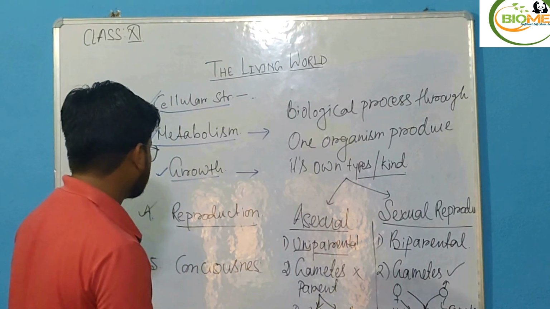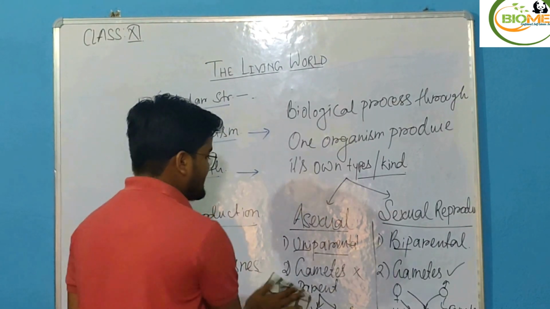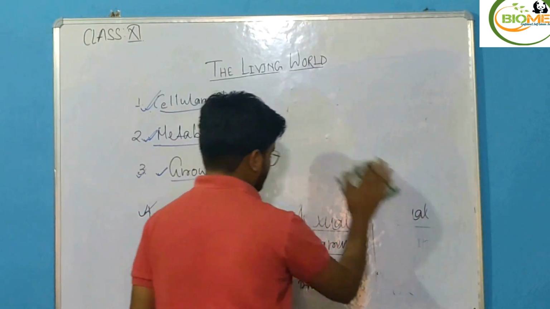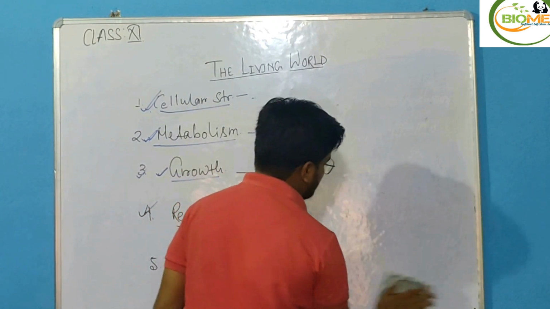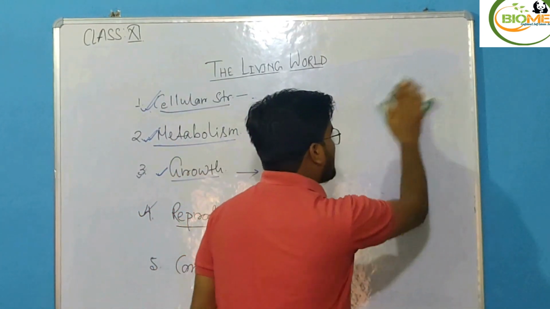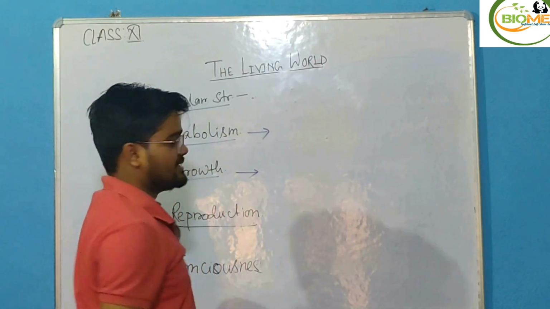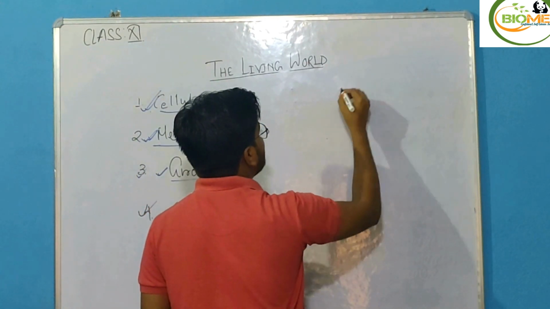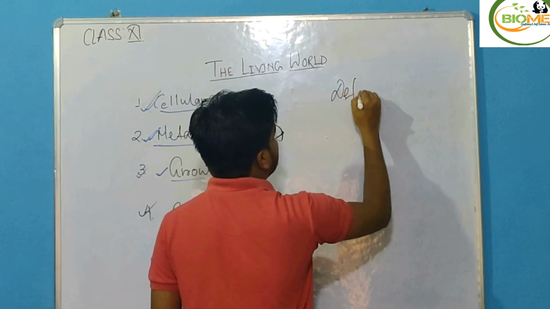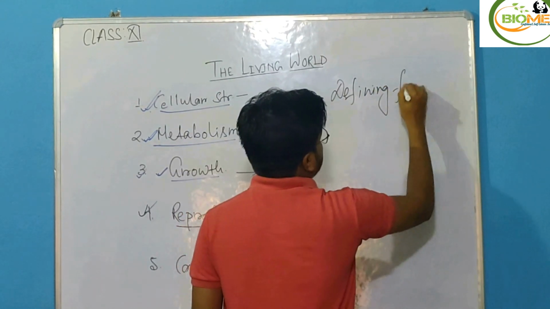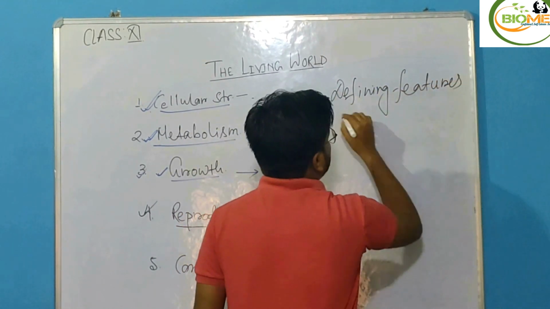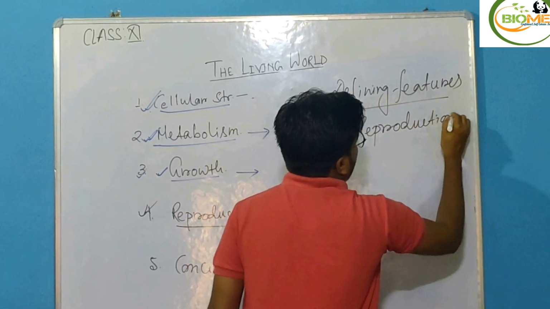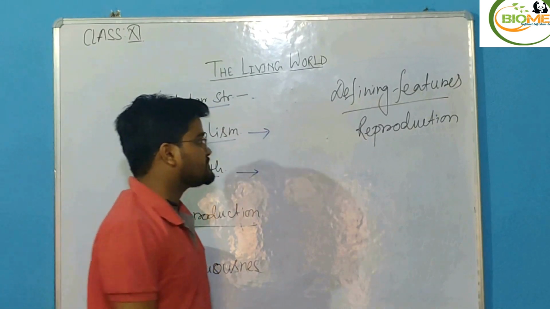Now the question is: is reproduction a defining feature of living organisms or not? What do you think? Is reproduction present in all living organisms, or is it also present in non-living organisms? No. So let's see. Is reproduction a defining feature of living organisms or not?